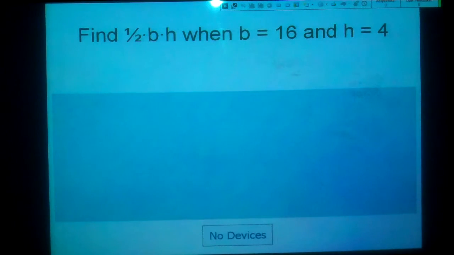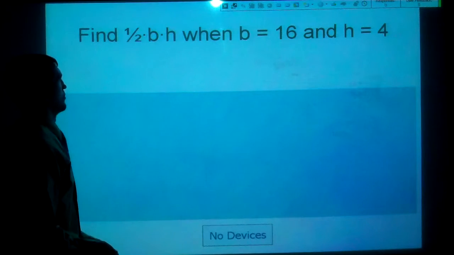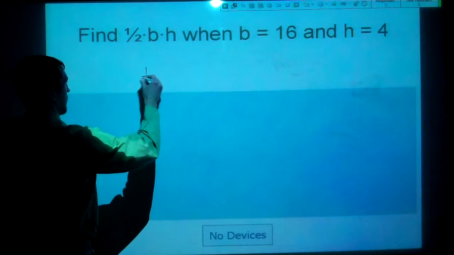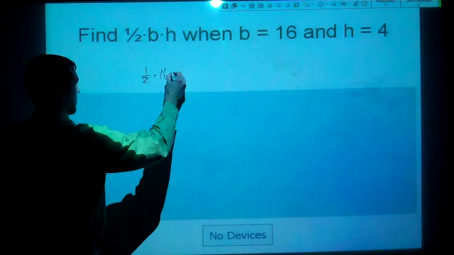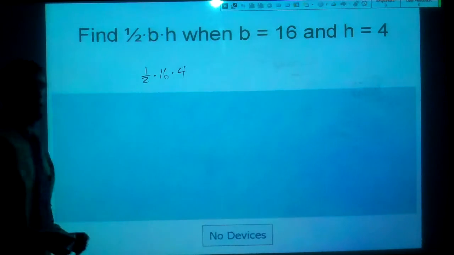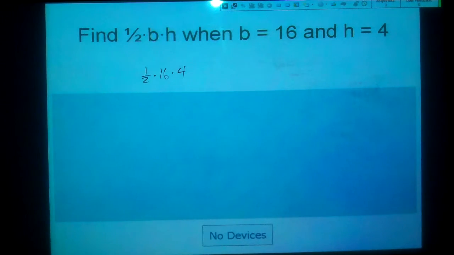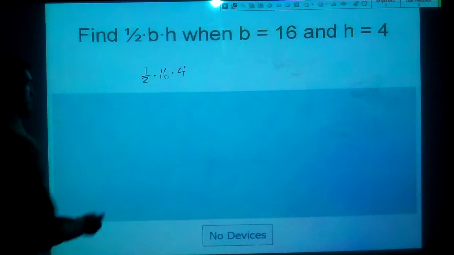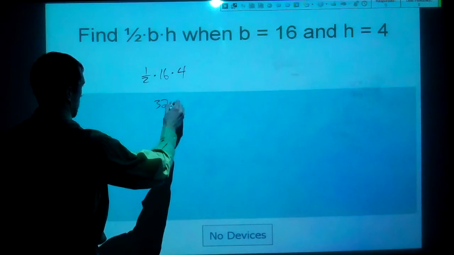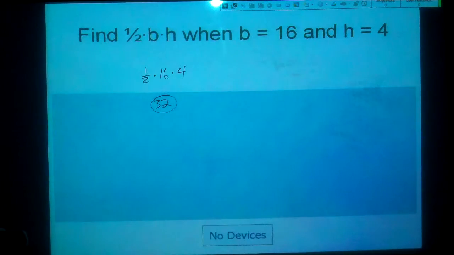All right, find 1/2 times B times H when B equals 16 and H equals 4. Not much to this one. We're going to do 1/2 times 16 times 4, kind of like finding our triangle area, 1/2 base times height. So basically, half of 16 would be 8. 8 times 4 would give us 32. So we'd be looking at 32 for that one.